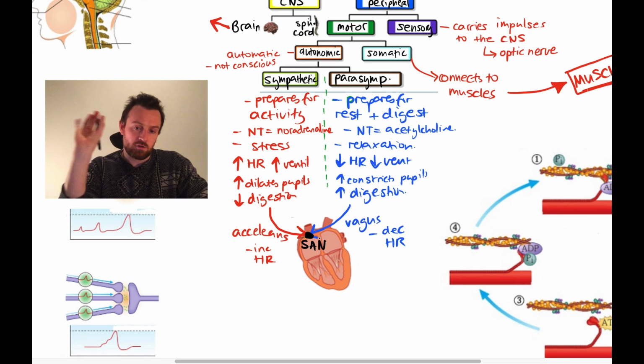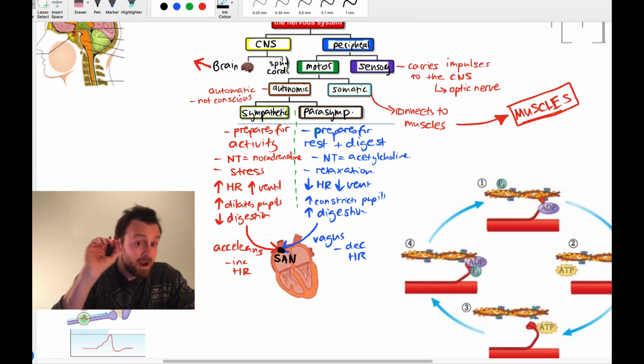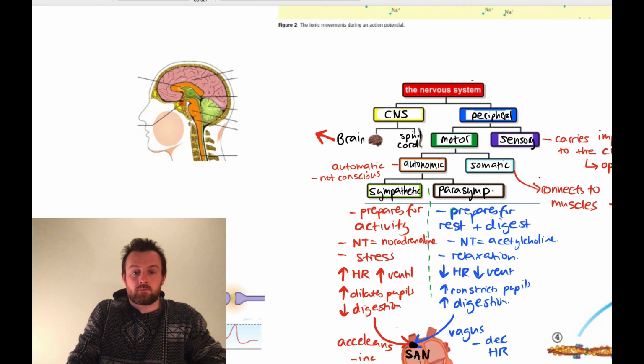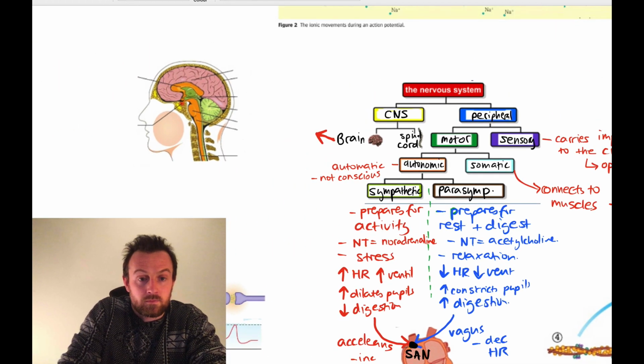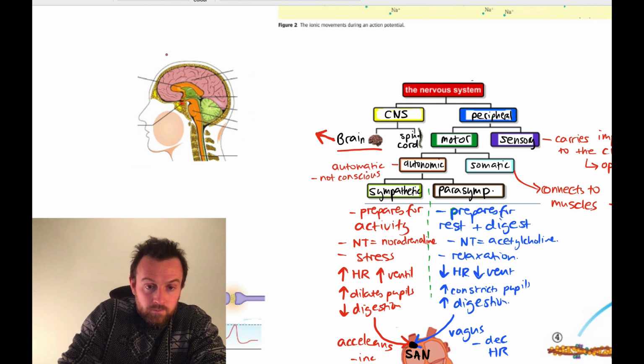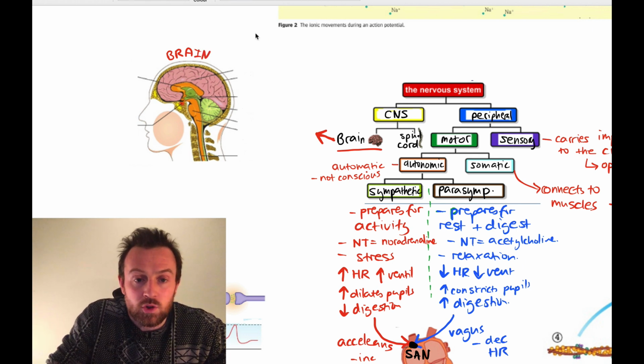But let's now go from there into the brain structure, which is going to relate to the control of the heart as well. Okay, so here we are at the brain. The brain is shown over here. Key coordinating organ of the central nervous system. So first of all, let's just label this diagram and talk about all the different parts.